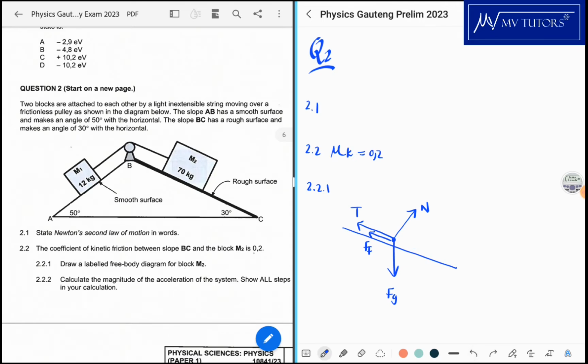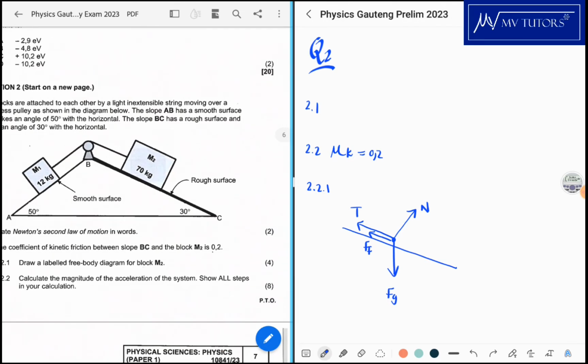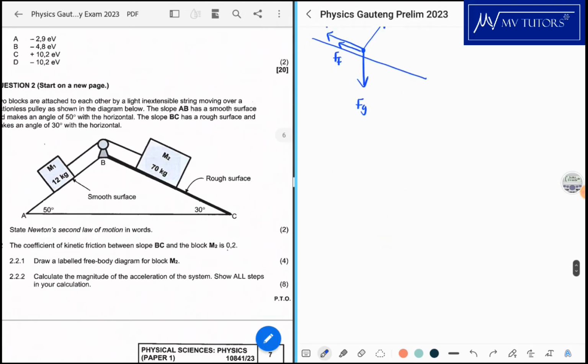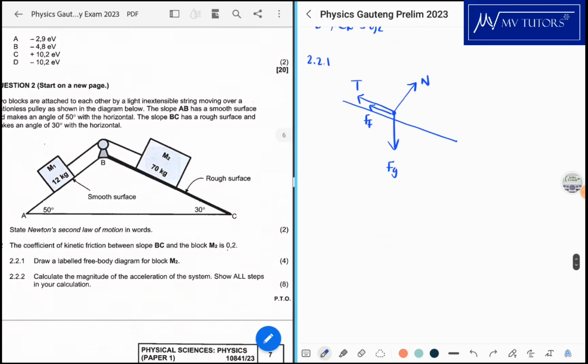And we have 4 forces. I'm probably thinking that's 4 marks. Yeah, they like giving the mark allocation according to the number of force vectors that you put there. Alright, so that's 2.2.1. And now 2.2.2 says calculate the magnitude of the acceleration of the system. Show all steps in your calculation.